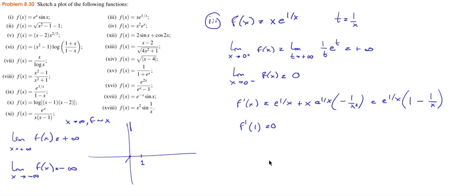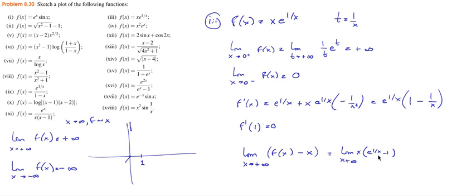So we have an inclined asymptote. In order to compute the intercept of that asymptote, what we have to do is compute the limit when x goes to infinity of f minus x. So here what we have is the limit when x goes to plus infinity of x times e to the 1 over x minus 1.